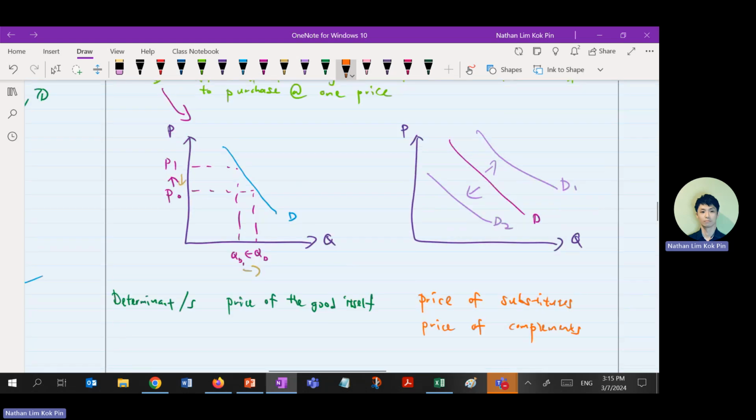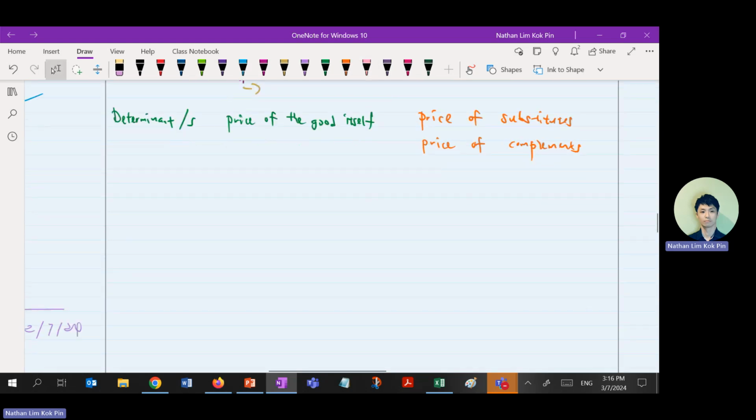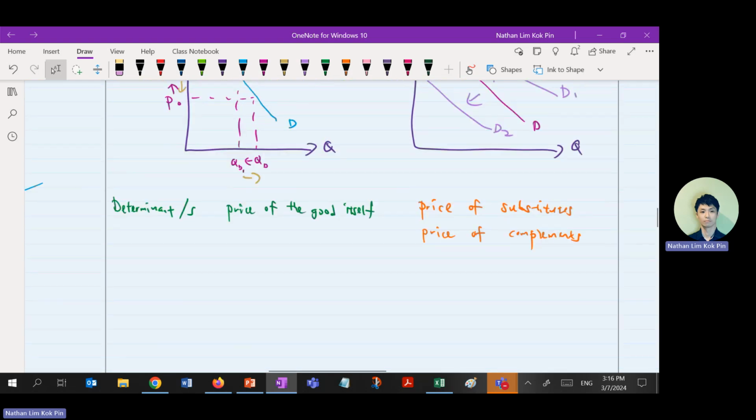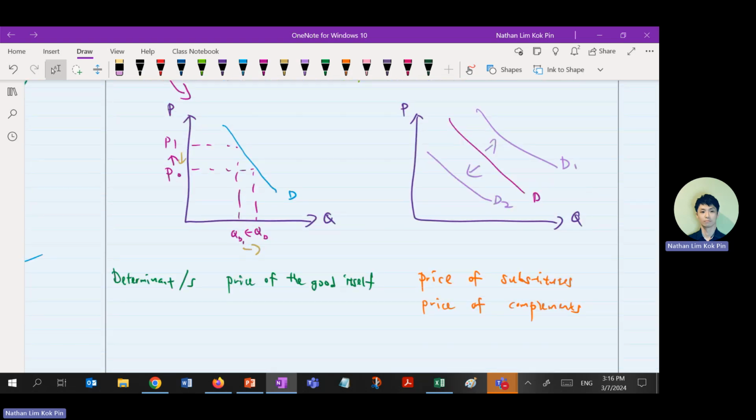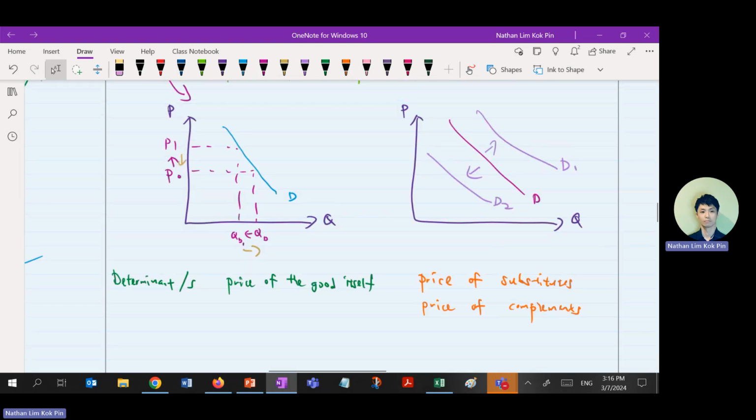If you're wondering, will this come out again? The chances are very high. Okay. You decide yourself. The chances is very high. For price of substitutes and price of complements, as usual, you need to draw two diagrams, right? One showing the movement along, one showing the shift.